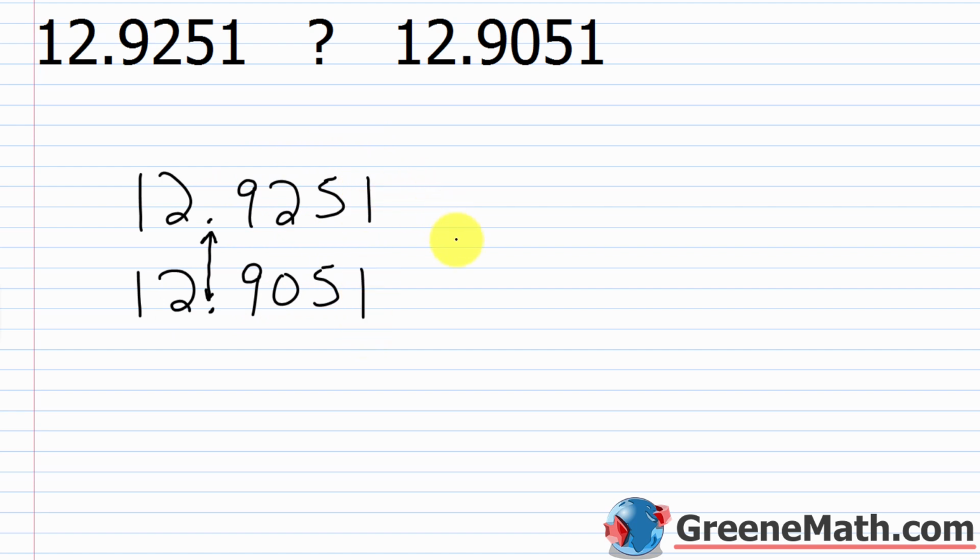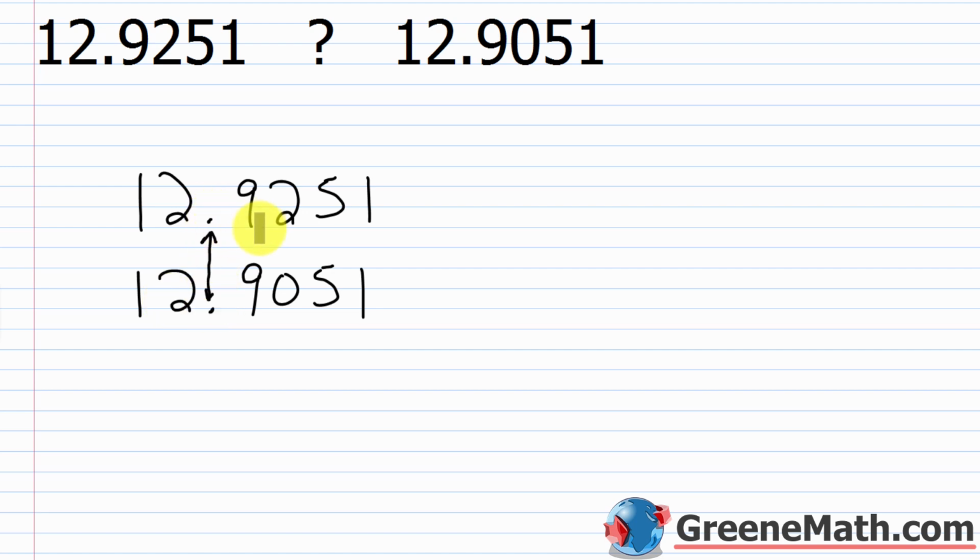All right, so we're going to start all the way at the left. And one thing you have to make sure of is that these numbers have the same number of digits. So if I had something like 112.9051 and 12.9251, obviously this one's bigger, right? Because it has another digit to the left. But that's not the case here. We have 12 and we have 12. So that part is the same.